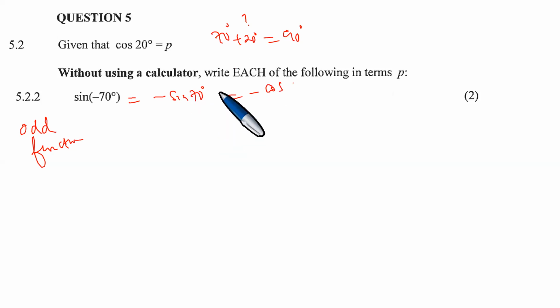So the sine of 70 is always equal to the cosine of 20 degrees, because these angles are called complementary angles. The sine of 70 is the same as the cosine of the complementary angle, which is 20 in this case, and therefore the sine of minus 70 is minus P, and we are done. Kudos. We're happy. We celebrate. Okay, next question.